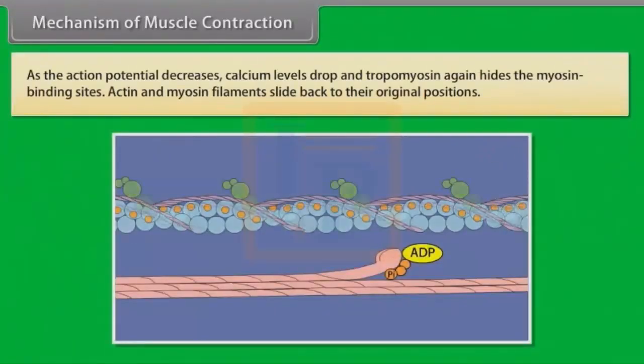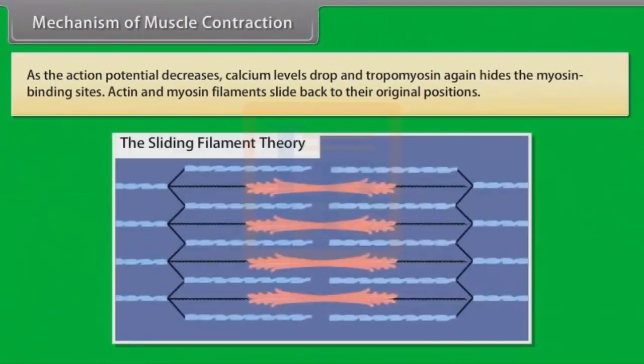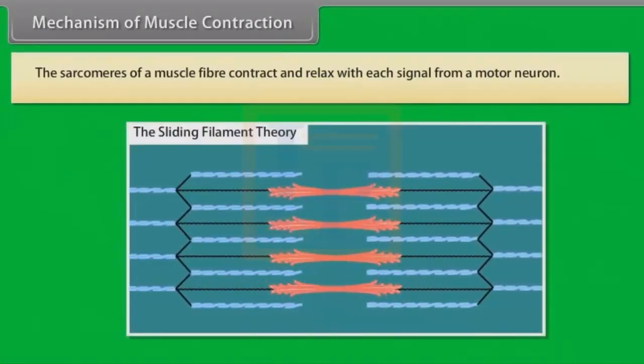As the action potential decreases, calcium levels drop and tropomyosin again hides the myosin binding sites. Actin and myosin filaments slide back to their original positions. The sarcomeres of a muscle fiber contract and relax with each signal from a motor neuron.